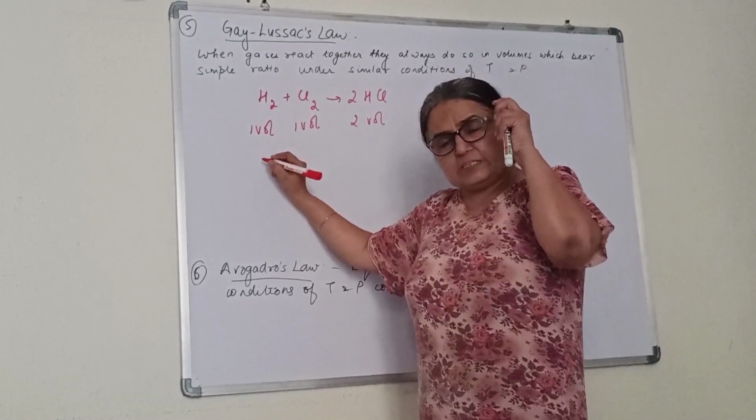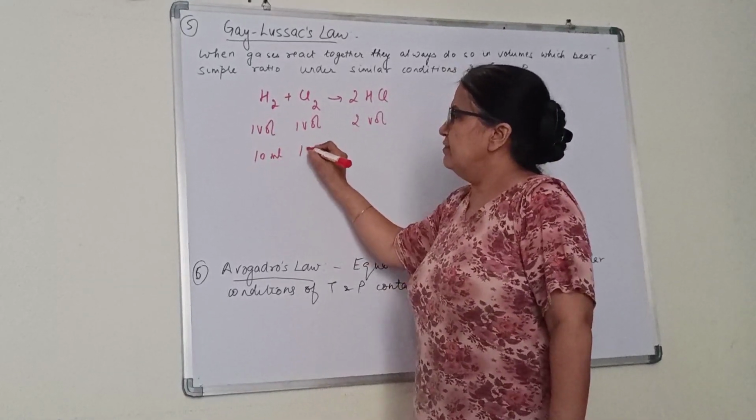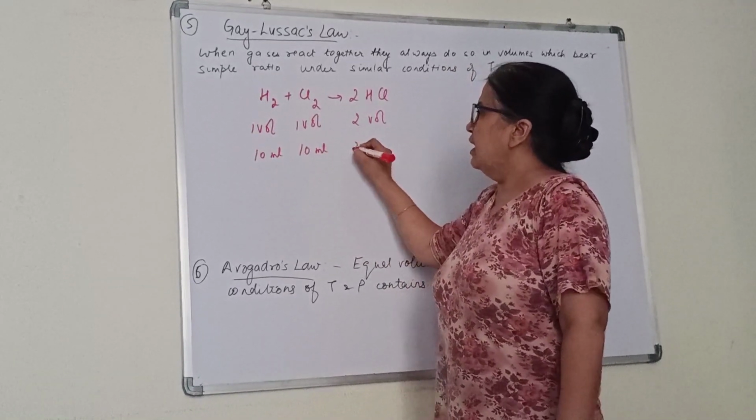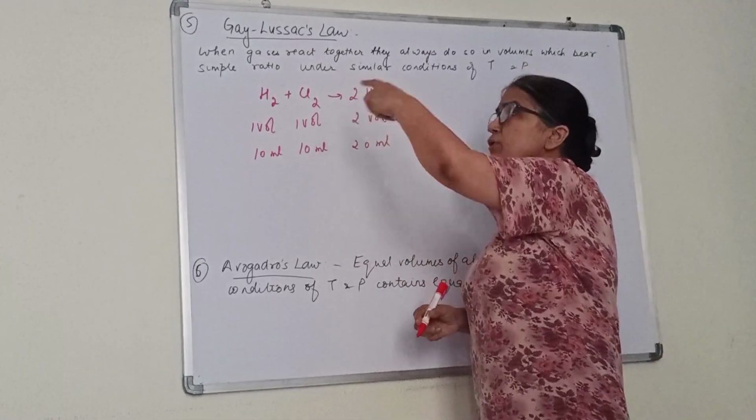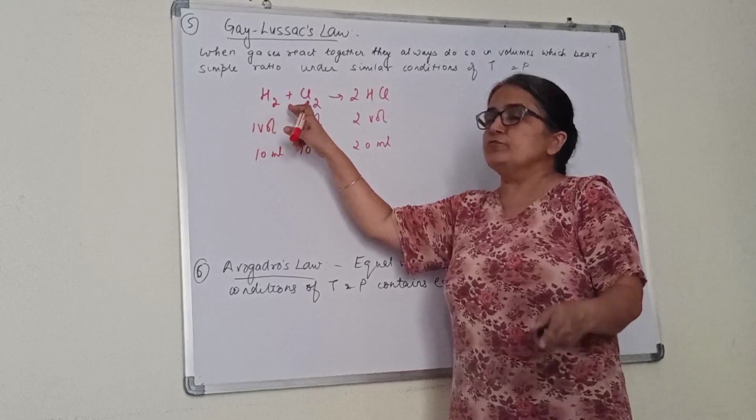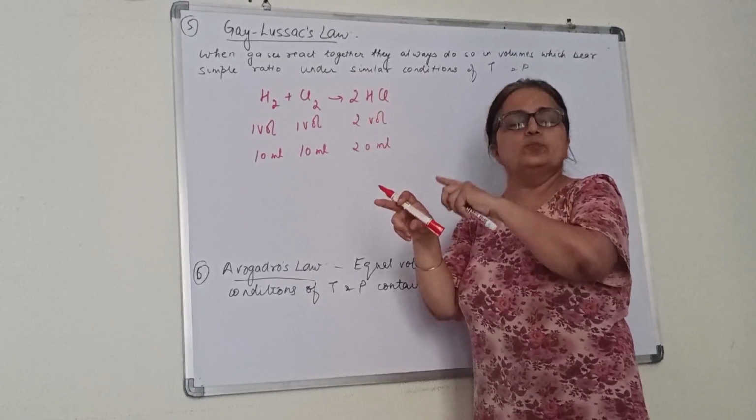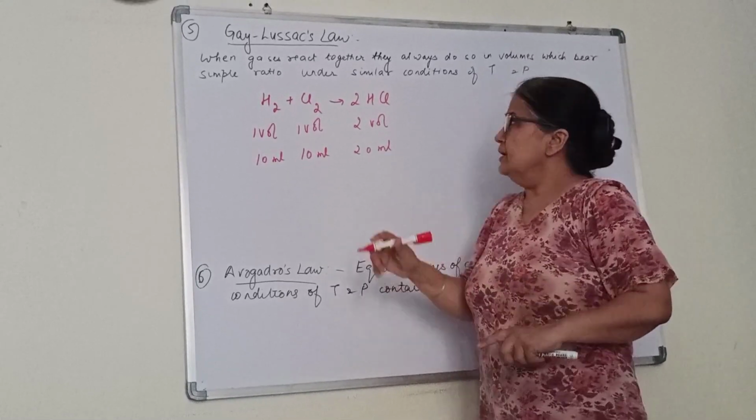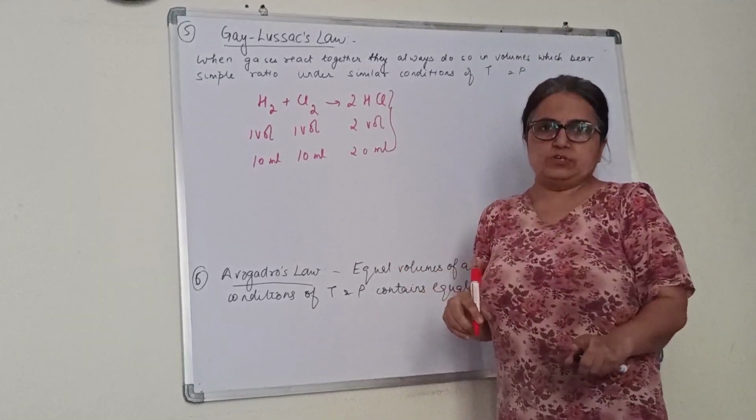Suppose I specify clearly that 10 ml of this, so 10 ml will react with 10 ml only and will form 20 ml. Like we have been doing in 1 mole, we said 22.4 liters will react with 22.4 and form twice 22.4 liters. Right? So they will react as per the coefficients mentioned in the balanced chemical equation.